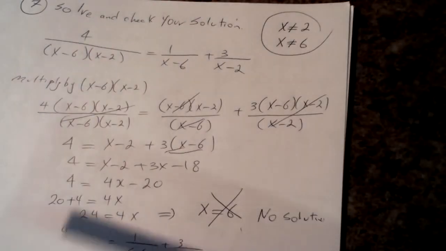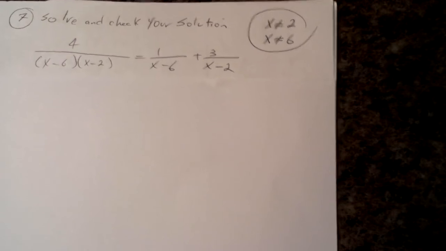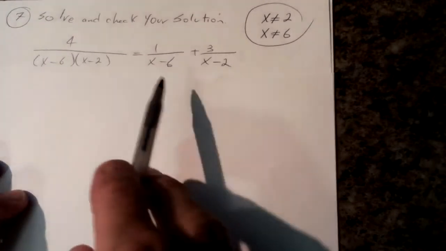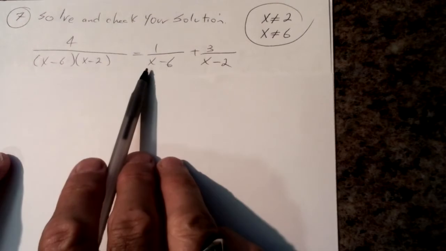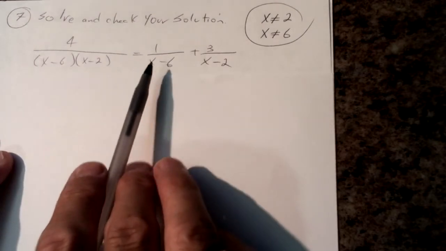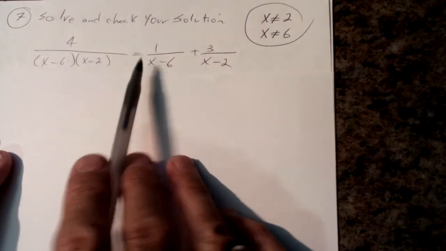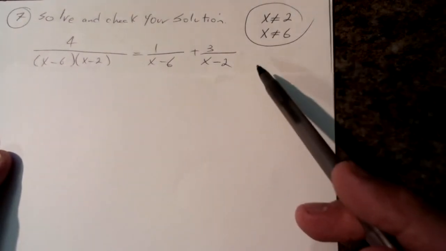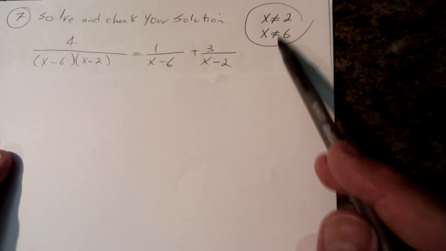Now, when you're solving fractional equations, which are equations that have x in the denominator, in a problem like this, before you solve it, first you want to see what number would make the denominator 0. 2 and 6. When you solve the equation at the end, you must exclude these two answers.